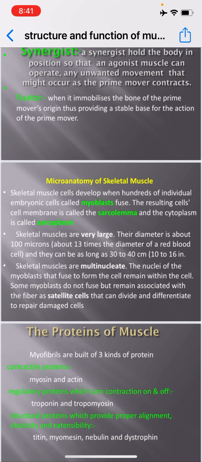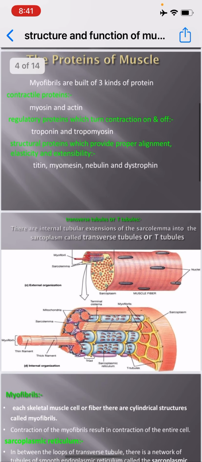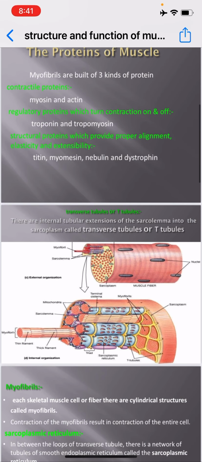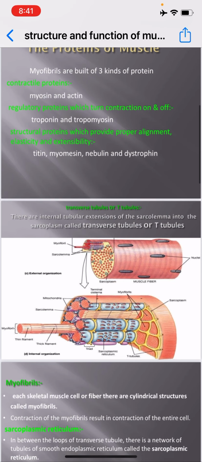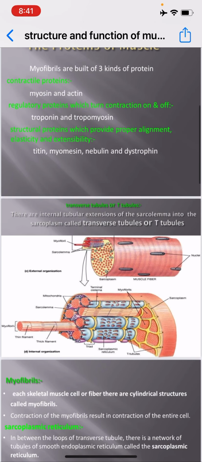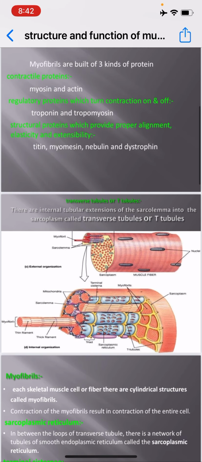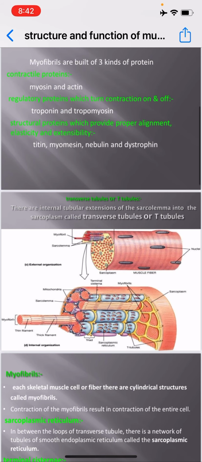The proteins of muscles. Myofibrils are built of three kinds of proteins. First is contractile proteins, which are myosin and actin. Regulatory proteins, which turn contraction on and off, which are troponin and tropomyosin. Structural proteins, which provide proper alignment, elasticity, and extensibility. These are titin, myomesin, nebulin, and dystrophin.